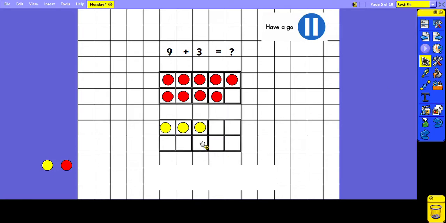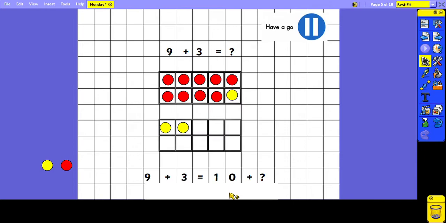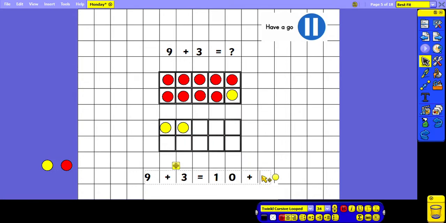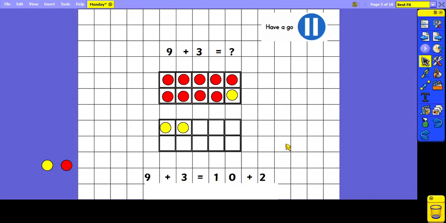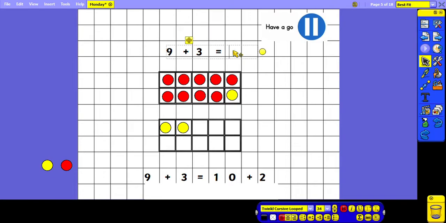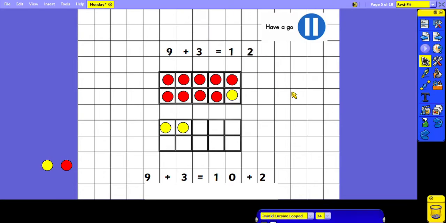I'm now going to go through the answer. The first thing we need to do is make 10. So I'm going to move this counter up here. I've now got 10 counters here and 2 in the second 10 frame. So I know that the answer to 9 add 3 is the same as the answer to 10 add 2. I can do 10 add 2 in my head. I know that is 12. So 9 add 3 is also 12.